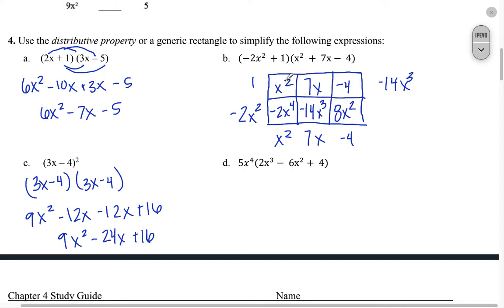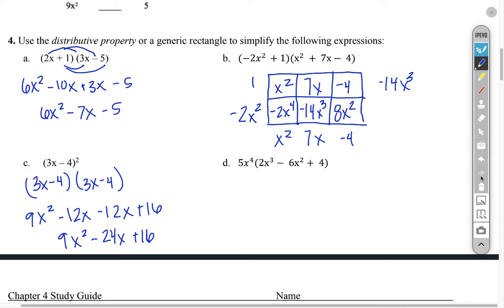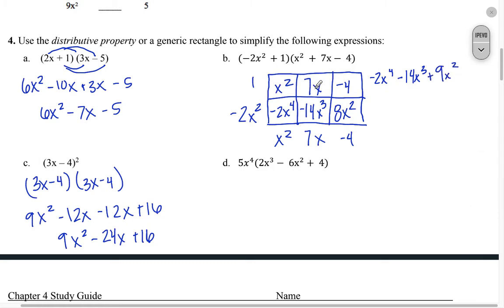We've got x squared. Oh, I'm sorry, I didn't even see that 4th power. Hold on. So we have a 4th power, so that should go first. So we have negative 2x to the 4th power. Now we can use our cubed, minus 14x cubed. x squared and 8x squared is 9x squared. 7x, there are no other single x's, so plus 7x, and then minus 4.